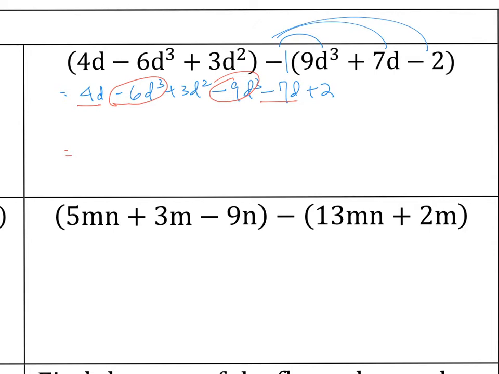So we're going to have to order this from the greatest exponent to the least exponent. So we begin with this one. Negative 6 minus 9 makes negative 15d cubed, and then plus 3d squared, and then we can take 4 and subtract 7 to get negative 3d, and then we have 2 left over, plus 2, and this is simplified.